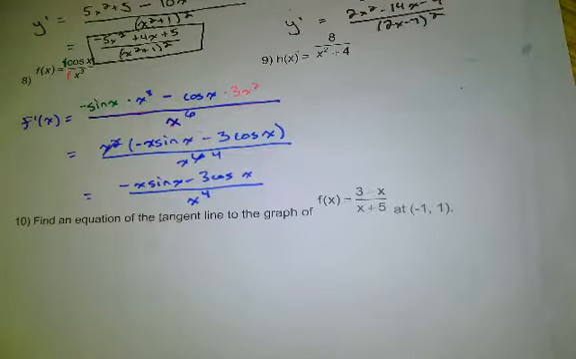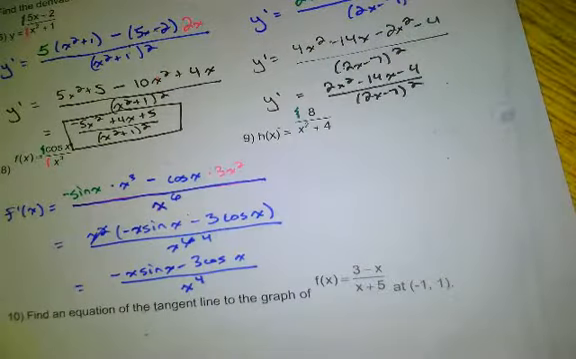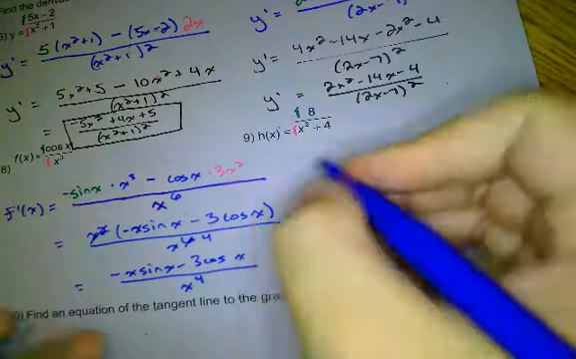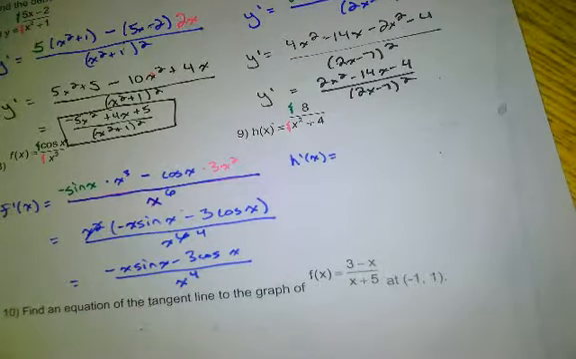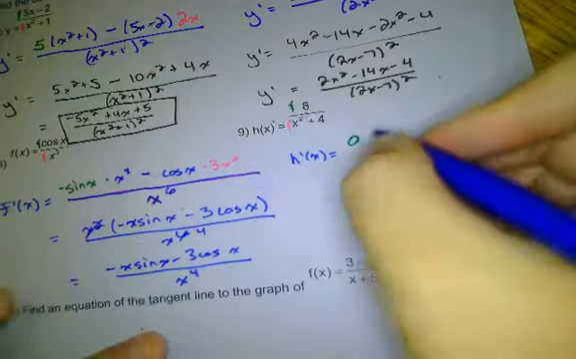Number 9's kind of nice. Why is it nice? What's the derivative of the top? That's really nice. So let's go ahead and find the derivative. So I'm going to get derivative of the top, which is 0. Also write the rest of it so you can see all the work.